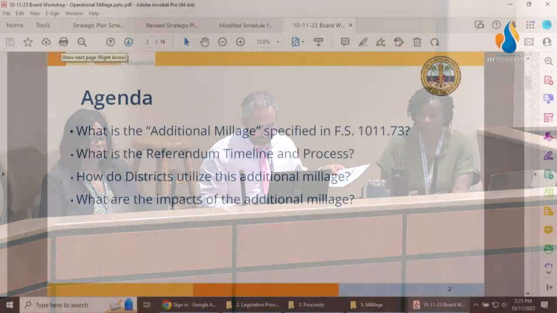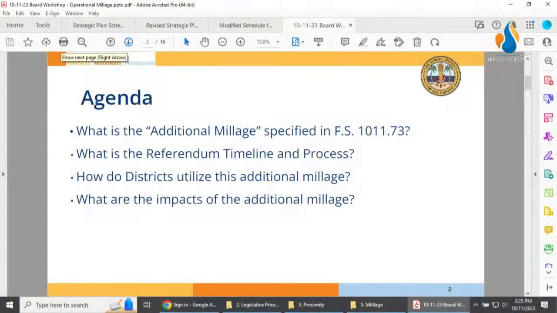So today's agenda, we're going to first define what the additional millage is and what it is not. And then we will also share the statutory process by which the voted millage is obtained, and based on the Board's direction, we will also share the utilization and impacts the millage is intended to have for boards that choose to bring this option to their communities to vote on, to utilize this revenue stream.